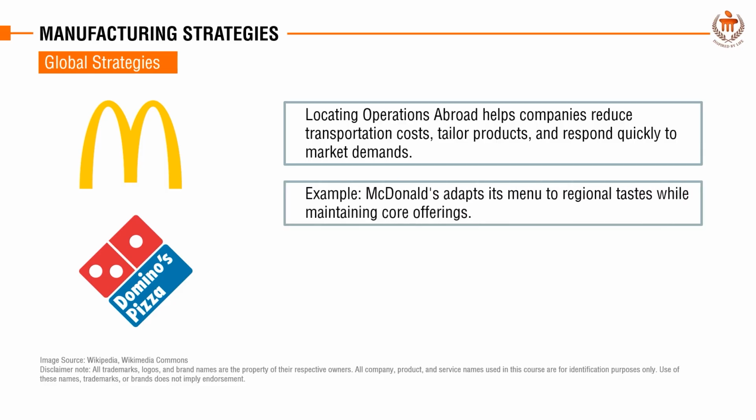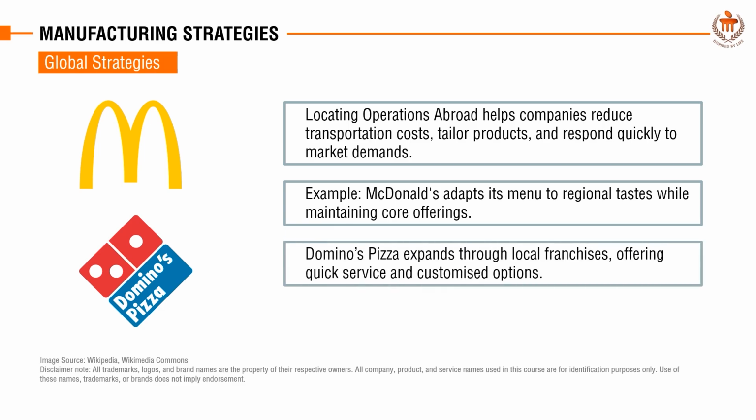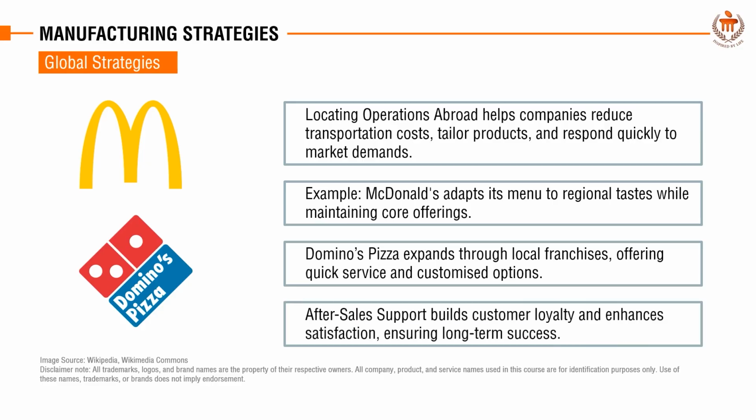For example, McDonald's has successfully set up numerous restaurants worldwide, adapting its menu to reflect regional taste while maintaining its core offerings. Similarly, Domino's Pizza has expanded its operations globally by establishing local franchises, which allows the company to deliver fresh pizzas quickly and cater to specific customer preferences in various countries. Additionally, providing robust after-sales support in these markets is essential for building customer loyalty and ensuring satisfaction, ultimately leading to sustained growth and competitive advantage in the global marketplace.